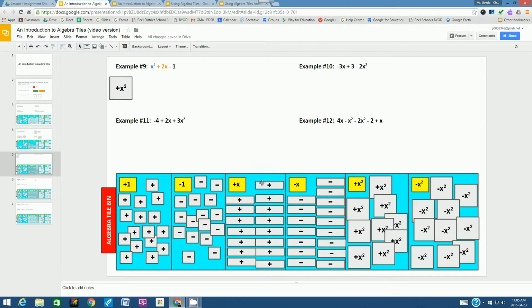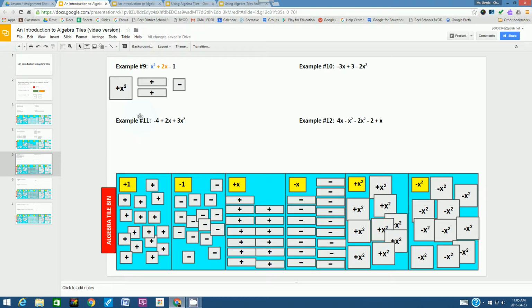So let's bring over 2 positive x tiles. And let's group them together, put them in the same area. And then finally, we're left with an integer tile, negative 1. Okay, let's grab a 1 negative integer tile.